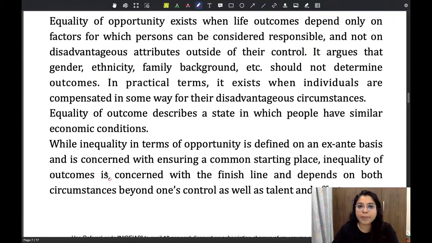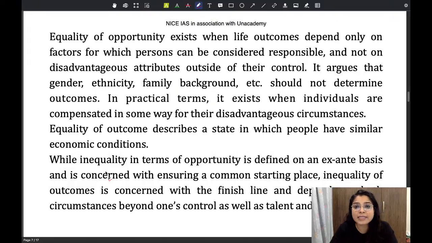Now this is about the debate that equality of opportunity exists when life outcomes depend only on factors for which a person can be considered responsible, and not on the disadvantageous attributes outside their control. This basically argues that your gender, ethnicity, family background should not determine your outcome. But in practical terms, we realize that all these social positions of an individual, your gender, your ethnicity, your family background, they all have an implication in terms of your access to resources.